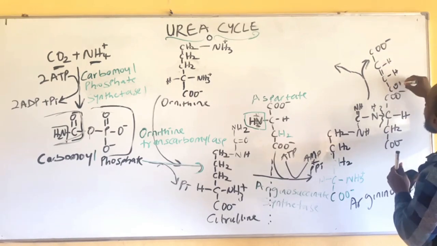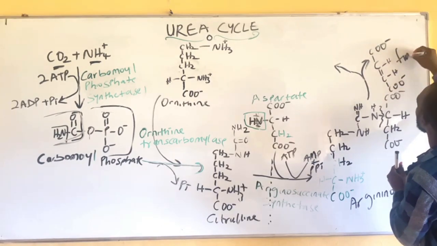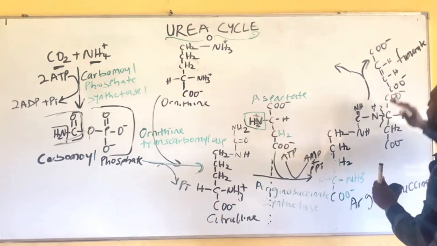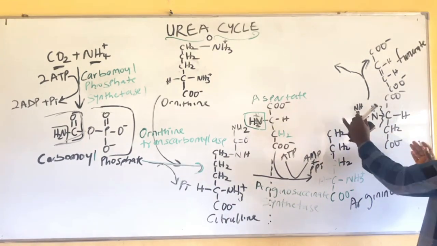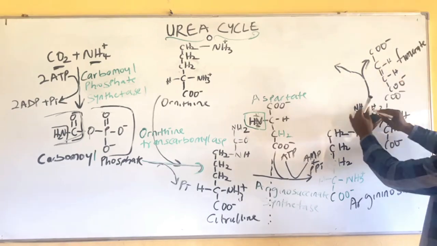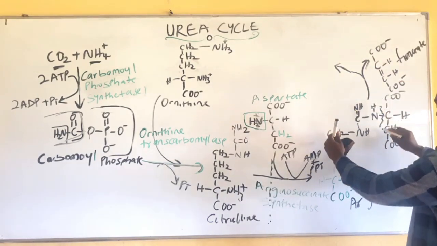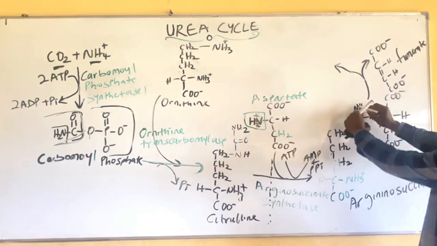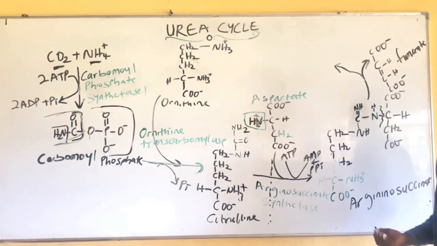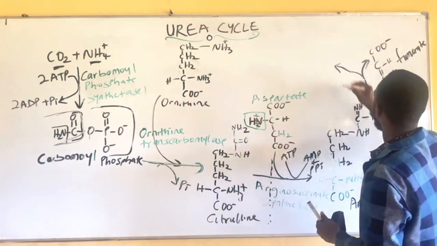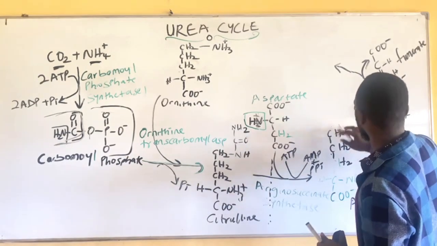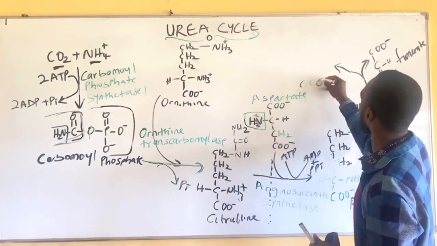So this now is fumarate. Fumarate is what you form when you remove the amino group from aspartate. So what is remaining is this entire thing here, and this entire thing here is what we call arginine. Drawing the structure of this, this is it.